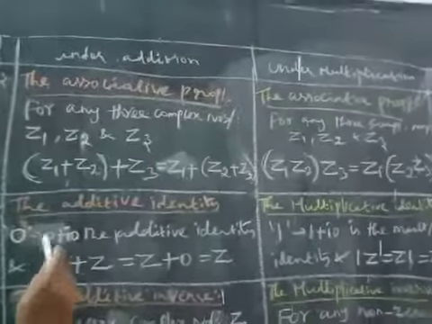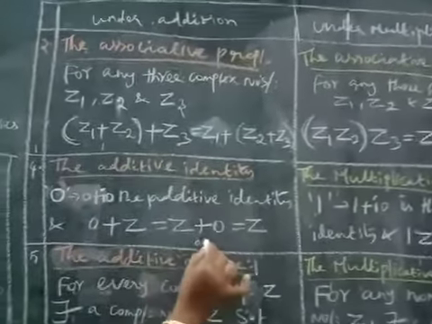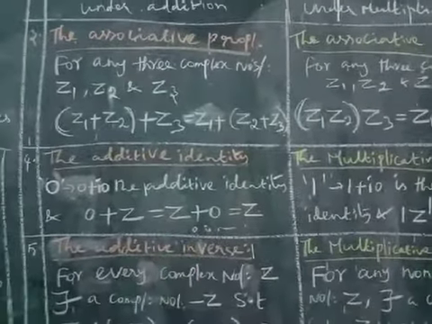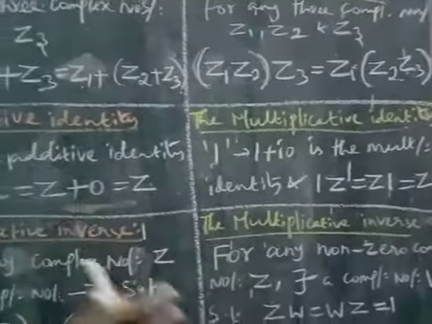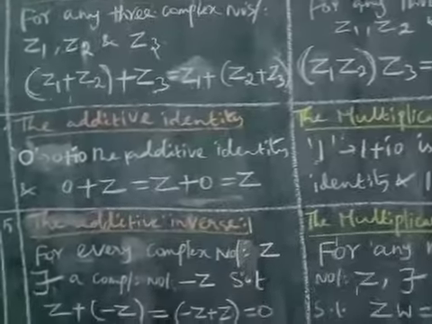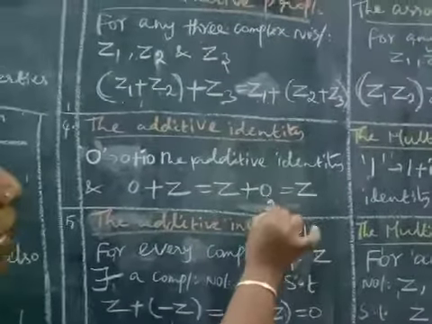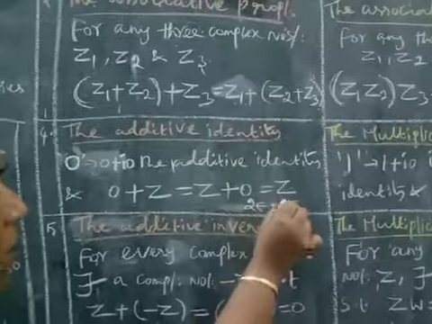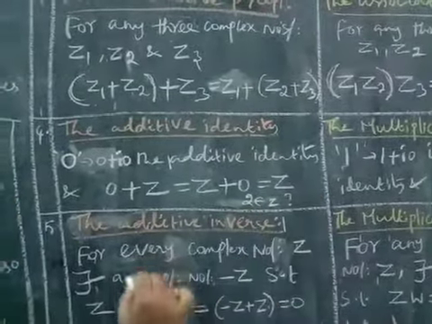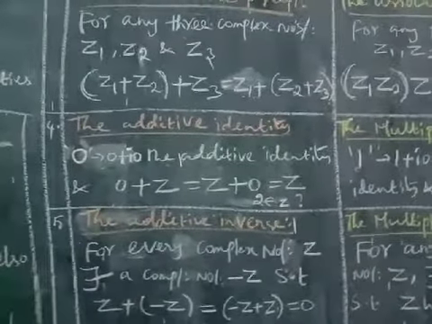See, next, additive identity. In real numbers, 0 is the additive identity and 1 is the multiplicative identity. Generally, in real numbers, 0 is called the additive identity and 1 is called the multiplicative identity, isn't it? Now, I'll ask one question. Is 2 a complex number? If you say yes, what is the reason? If you say no, what is the reason?